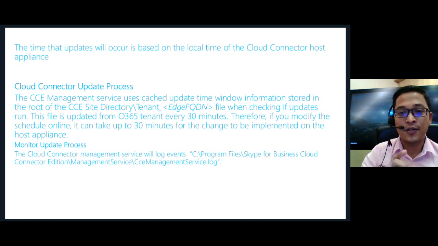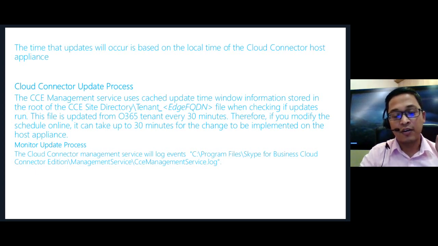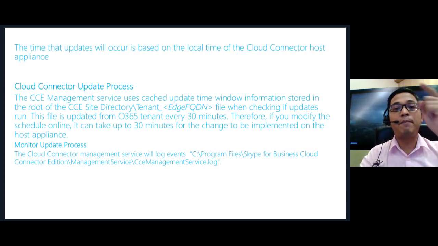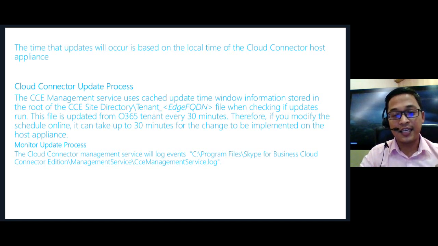You can't do that, because remember, whatever changes you make in Skype for Business Online PowerShell take time to replicate back to your CCE. So in this case, if you want to upgrade CCE at 9:30 p.m., you have to run this command around 6 to 7 p.m. in the evening, because it gives the replication time only 3 to 4 hours.